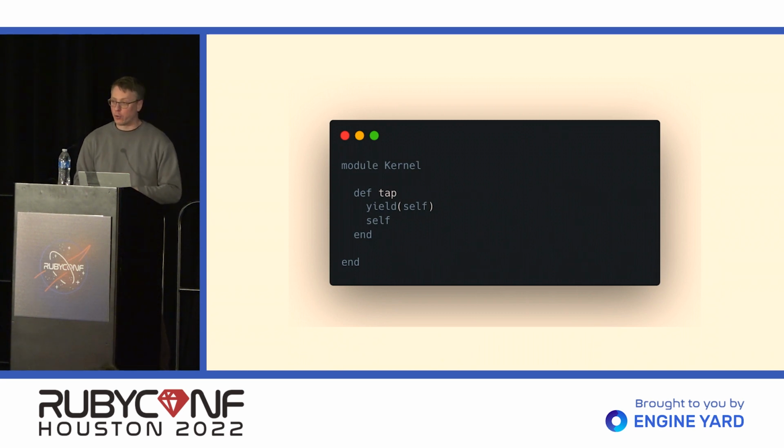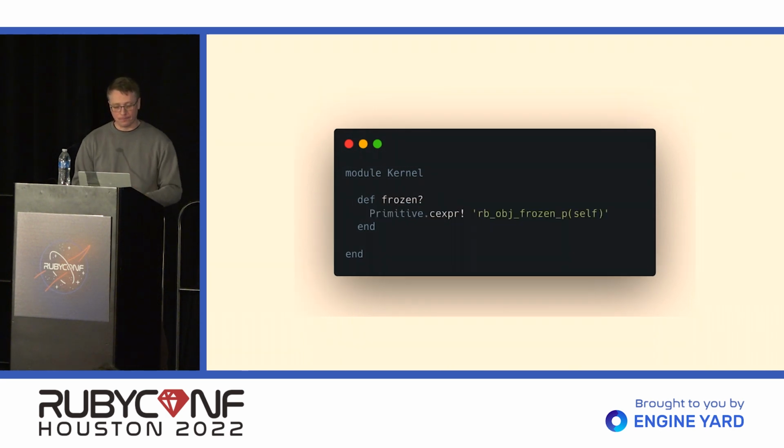And this is what MRI already does. There's no need for this to be written in C. So we have the Kernel module written as pure Ruby code, and we have tap, and it just yields self, and then it returns self. We can understand that written in Ruby. And this is actual MRI code today. So part of Ruby's core is written in Ruby.